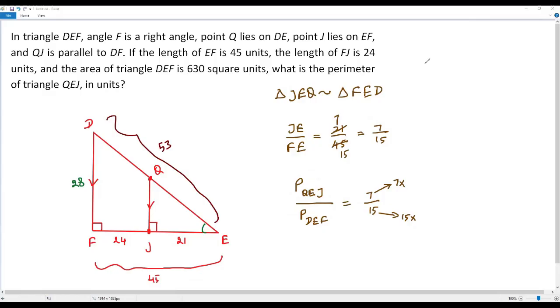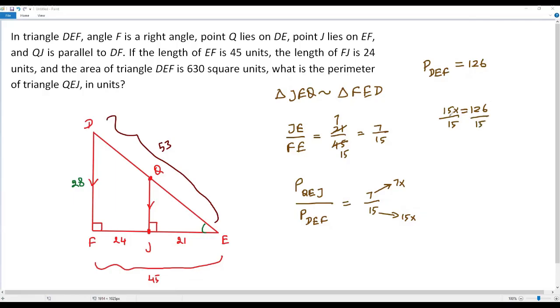Already we got the perimeter of the bigger right triangle DEF in our previous working, that is 126. So this 15x and 126, both of them represent the same thing, that is the perimeter of triangle DEF. So we can equate them, that is 15x equals to 126. Now let's solve for x in this equation.